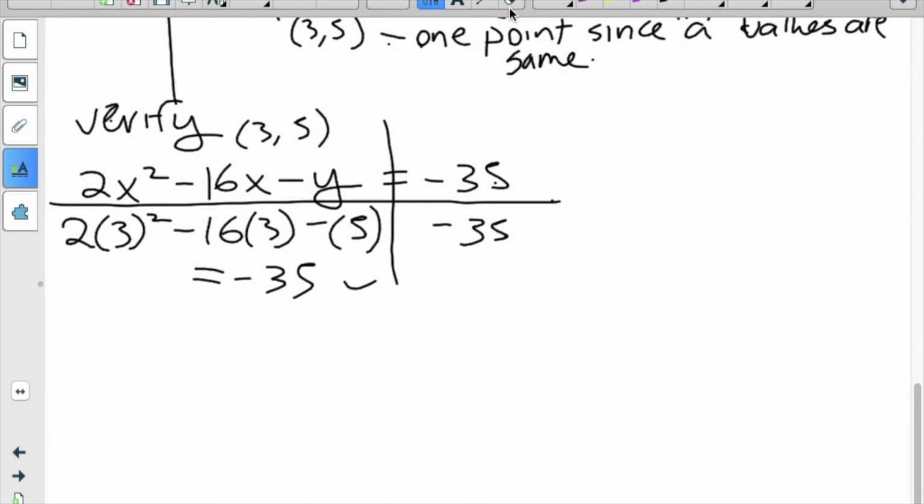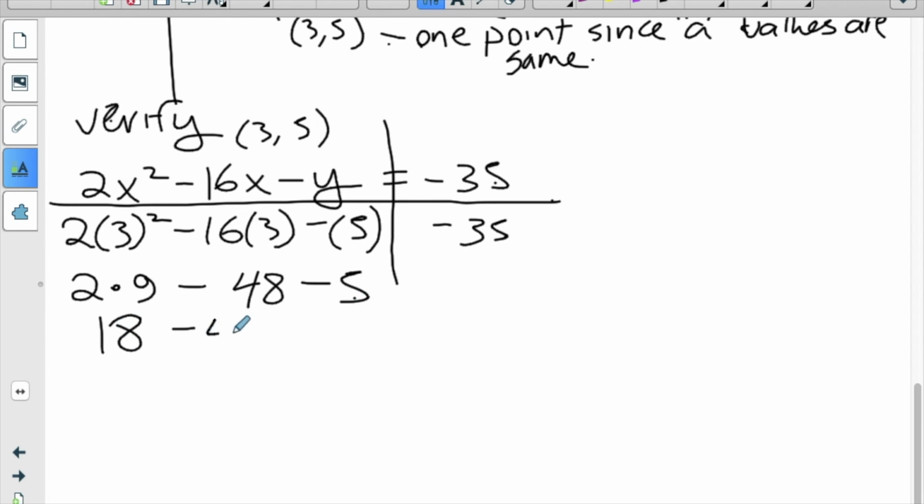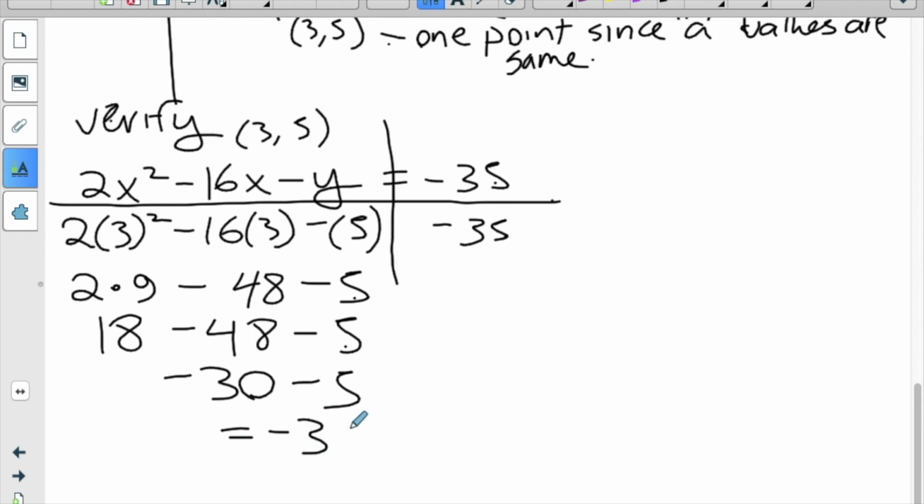We are actually going to make sure that this is equal to negative 35. So 3 squared is 9. So this is 2 times 9 minus 16 times 3, 48, minus 5. So that's 18 minus 48 minus 5. That's 18 minus 48 is negative 30 minus 5. Left side equals right side. There. That's one of the equations.